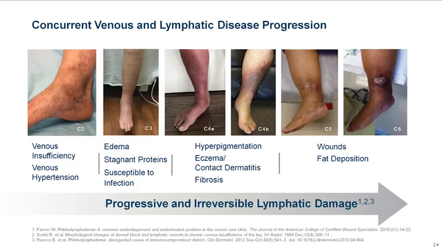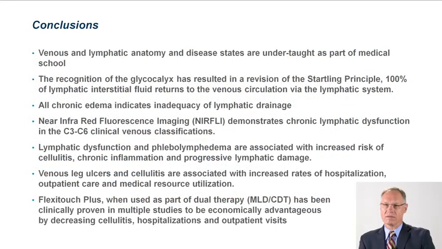lymphedema is performed. In conclusion, venous and lymphatic anatomy and disease states are undertaught as part of the U.S. medical system, each medical student now receiving less than 30 minutes of education in years 1 and 2. The recognition of the glycocalyx has resulted in a revision of the 1896 Starling principle, and we now understand that 100% of lymphatic interstitial fluid must return through the lymphatic system, and no fluid is returned through the venous circulation. This also implies that all chronic edema is a result of inadequate lymphatic drainage.